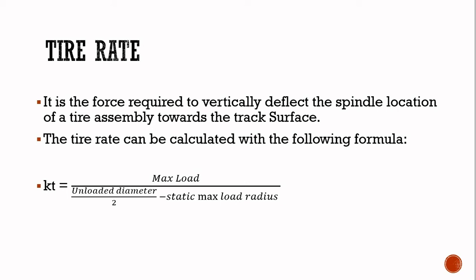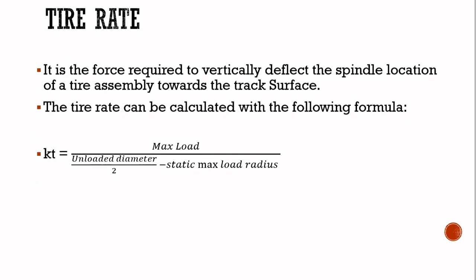The max load is the load that a tire can support, and the unloaded diameter is the diameter when the tire is without loading, and the static max load radius is the tire's normal radius when the car is loaded.